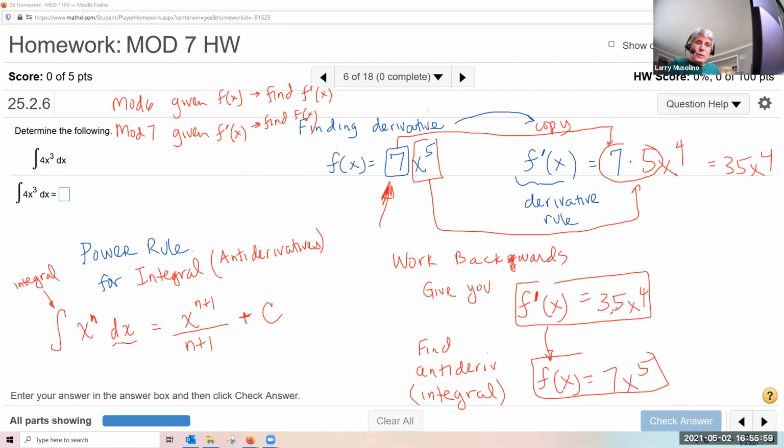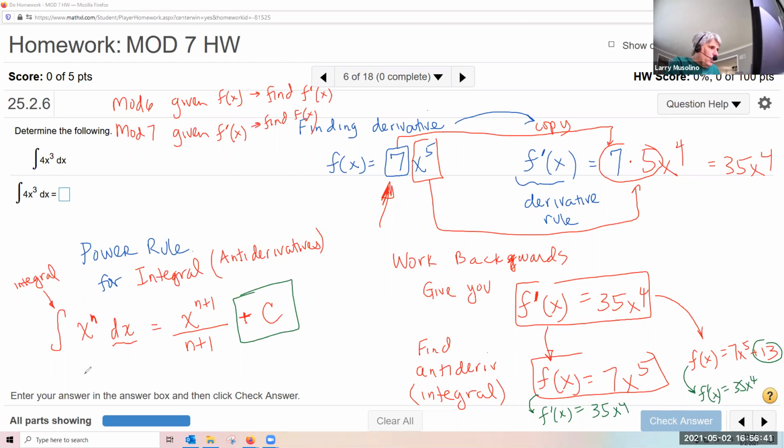So this antiderivative might be 7x to the 5 plus 13. I just made up the number 13. The reason is if I was to take the derivative of this 7x to the 5, we know that the derivative of this gets us 35x to the 4. But if I was to take the derivative of this guy over here, I would still get 35x to the 4, because when I take the derivative of a constant, remember the derivative of just a constant is 0. So we're going to be putting this plus c out here as a constant.